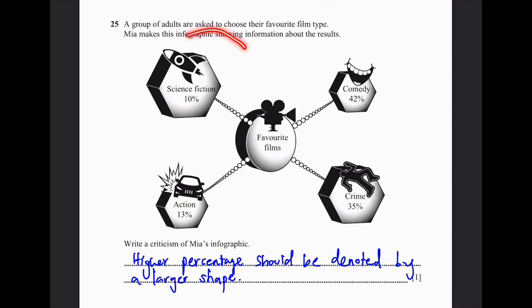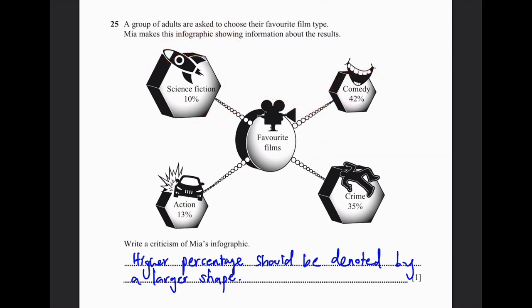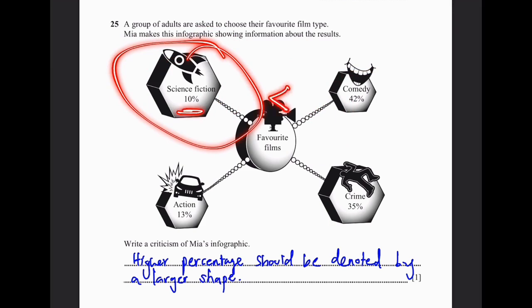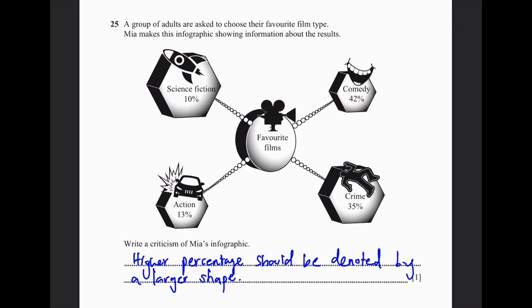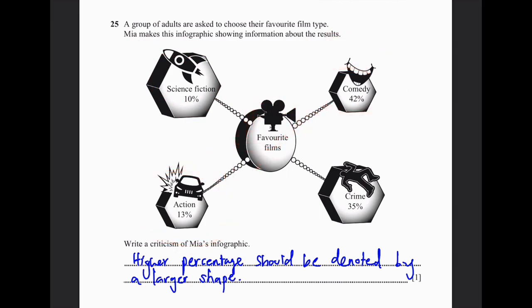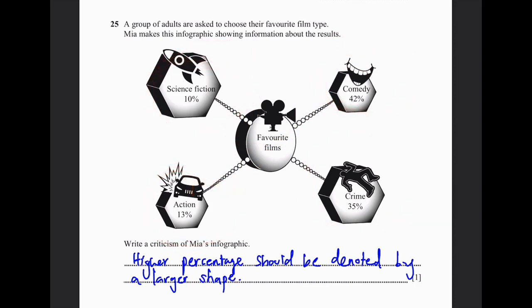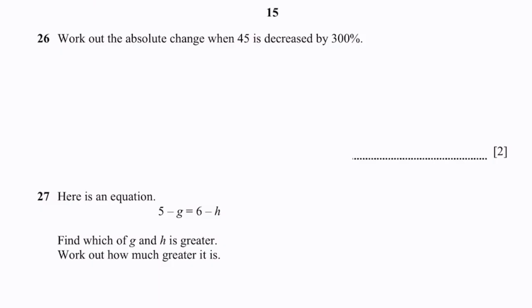As I said, science fiction has a lower percentage than comedy, but has a larger shape than comedy here. In Mia's infographic, science fiction has a lower percentage than comedy, but it has a larger shape, as you can see here. And also, we can see that action and comedy have almost a similar shape, but then obviously comedy is much larger in percentage. In reality, this should be the biggest shape than this one, and then this one should be much smaller, and this one should be the smallest. That's the answer.